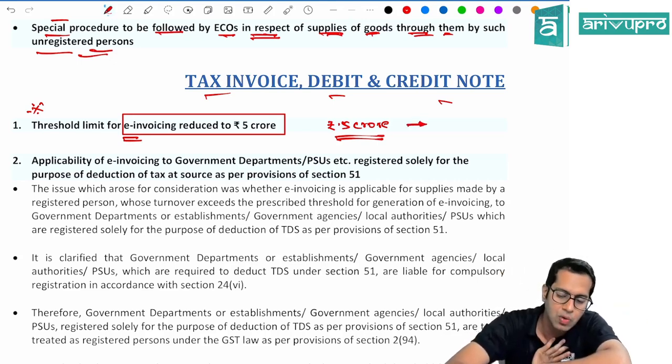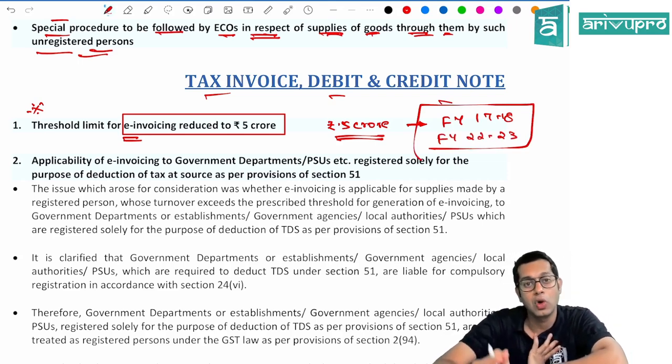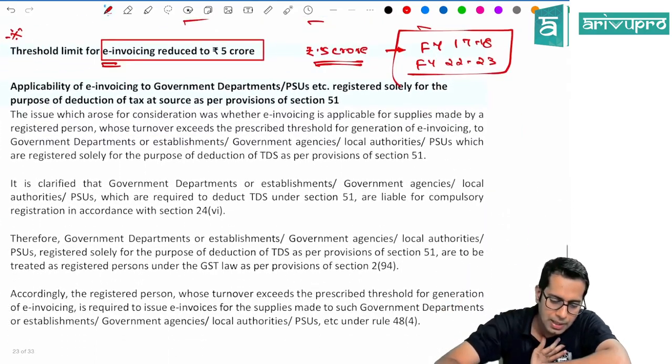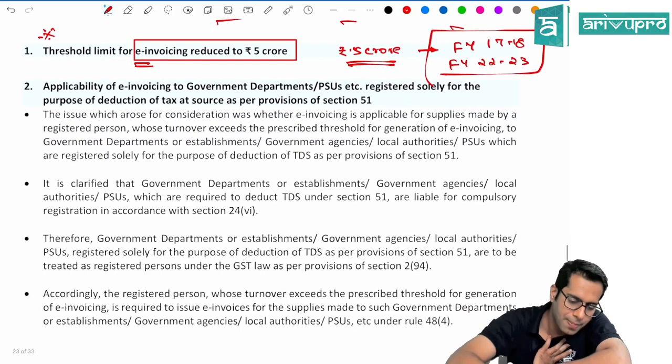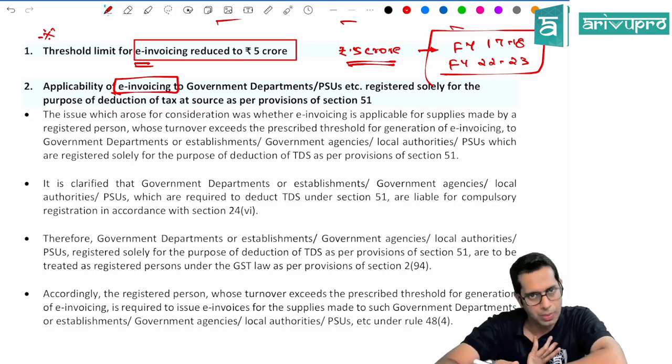Starting from financial year 17-18 till financial year 22-23, in any of these years, if your aggregate turnover is up to 5 crore rupees, then for you e-invoicing will be applicable on a compulsory basis. Then, e-invoicing is not applicable to a few people, correct?